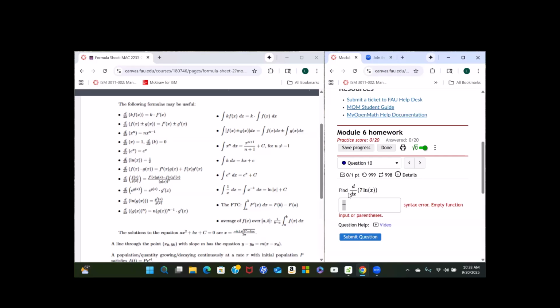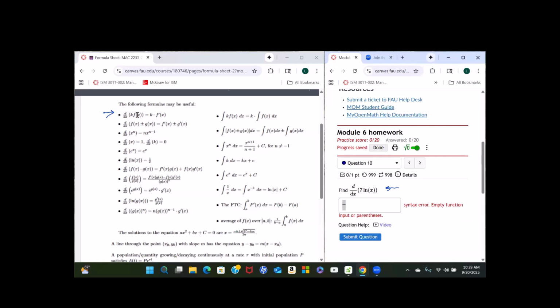This is not a fraction. This means take the derivative. It's important to know that this means the derivative of 7 ln of x with respect to x. That's important. That's what that means. Now we come over here, and to take the derivative of this, I'm going to first use this rule. What does that rule say?